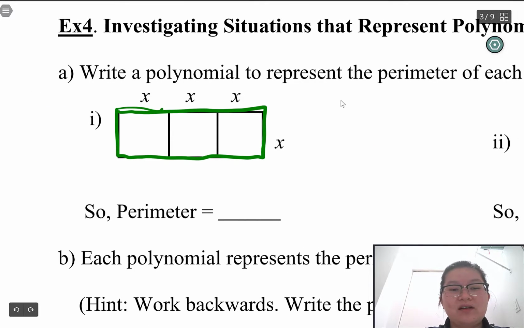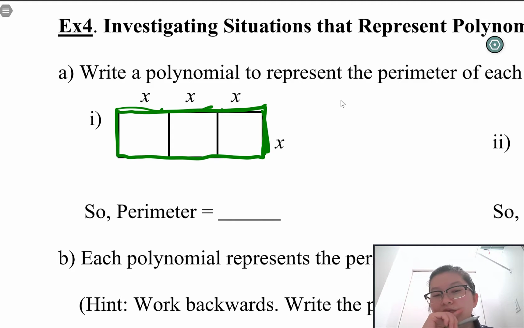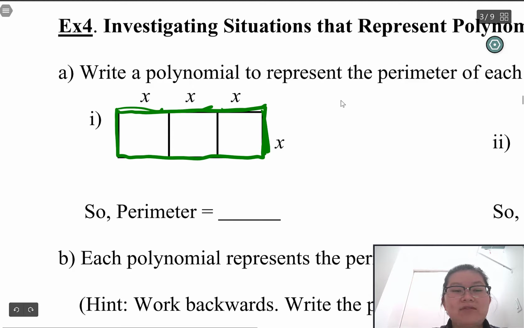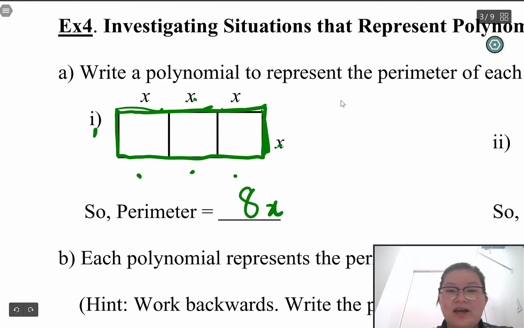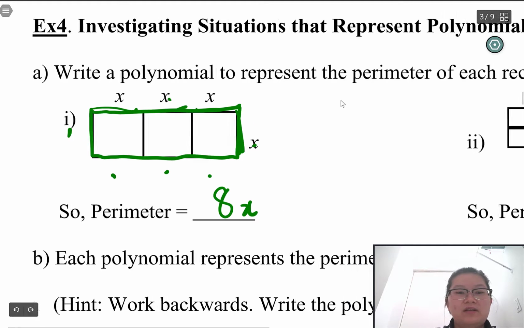We know that one side here is x. This is another x, that's another x, and that's another x. So it seems like the length is just 3x, and then the width is just 1x. So if we want to, we could say that since perimeter is 2 times the length, or basically counting up all the sides, then I have 3x up here, I have 1 over here. I could just count up the number of x's going around. That's 1, 2, 3, 4, 5, 6, 7, 8. So I could just write 8x just to make things simple. Okay, there, that's A, done.